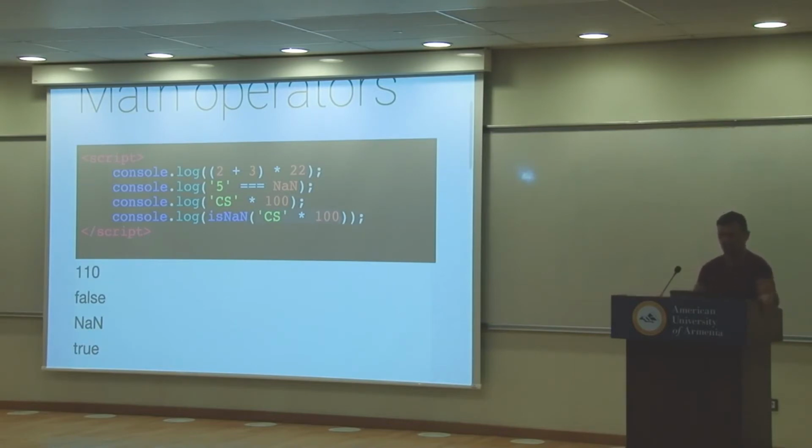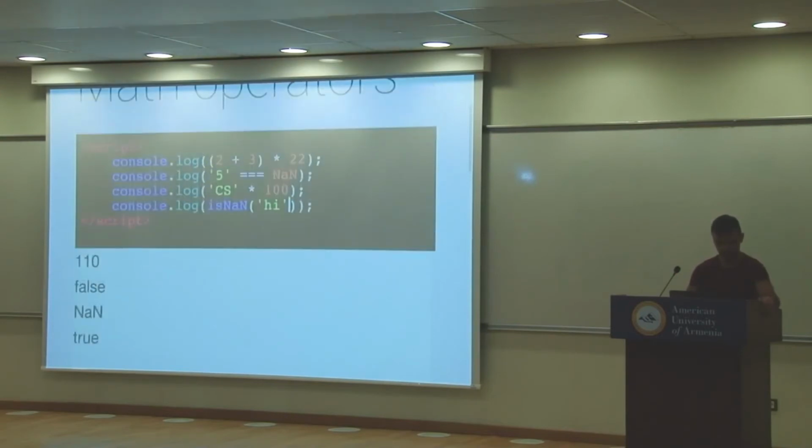Which is why if I do CS multiplied by 100, that ends up doing this, right? Turns it into NaN. And then isNaN will return true. A number that is not NaN will return false. Fair? Yes, good.